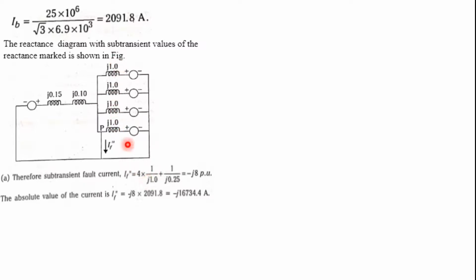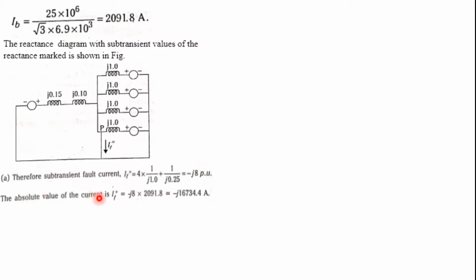Okay, these four are connected in parallel, so multiply these values by 4. What is the value? It is 1/j1 plus, adding up these things, that's nothing but 0.15 plus 1, so we'll get 0.25. By making this we'll get minus j8 per unit. So we have to calculate the absolute value of the current.